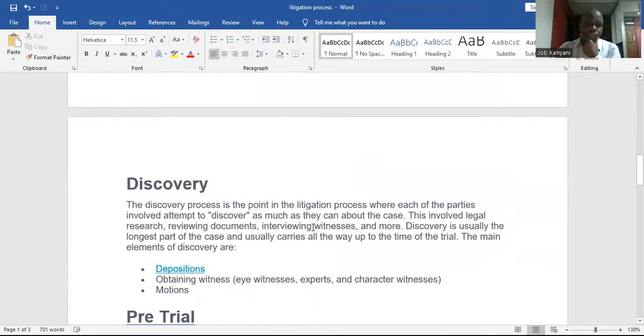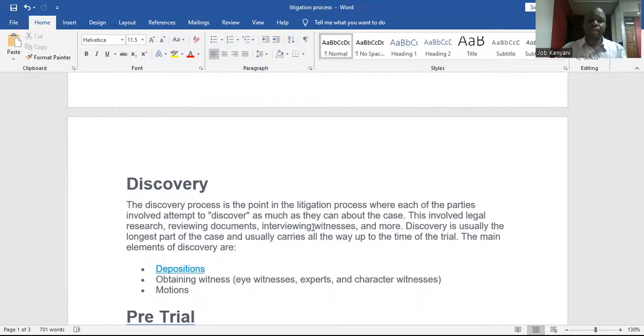So, discovery. The discovery process is the point in the litigation process where each of the parties involved attempts to discover as much as they can about the case. This involves legal research, reviewing documents, interviewing witnesses, and more. Discovery is usually the longest part of the case and usually carries all the way up to the trial. The main elements of discovery are depositions, obtaining witnesses, and motions.